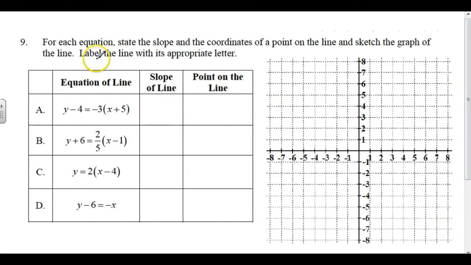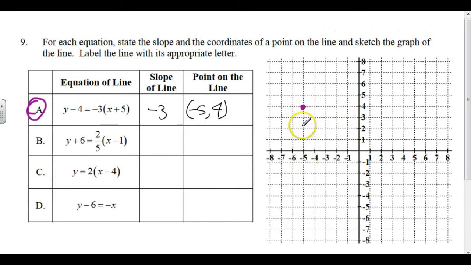For each equation, state the slope and the coordinates of a point on the line and sketch the graph. So the slope is negative 3. The point on the line, remember, it's x minus x1, so if that became a plus, we have the point negative 5, 4. And draw that. All right, let's color this in. Okay, this little purple. So the point on the line is negative 5, 4.